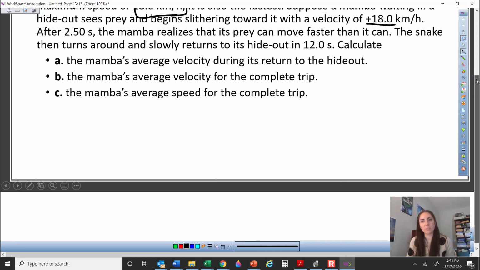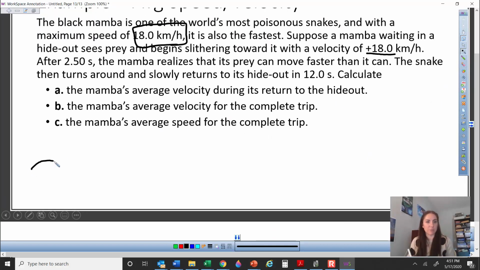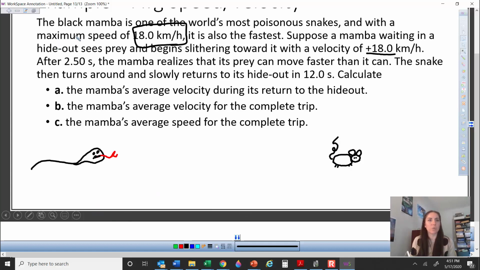First step is to realize and diagram out what we have. So we have the black mamba, a nice black snake. There he is. Give him a red tongue. There he is. Beautiful. He sees, I don't know, what snakes eat? Mice? There he is, the little mouse. I don't know, it's a weird hair. Okay, so the black mamba, suppose, is waiting in the hideout.